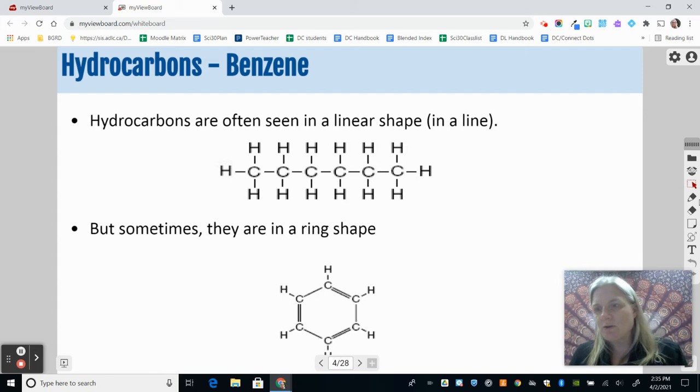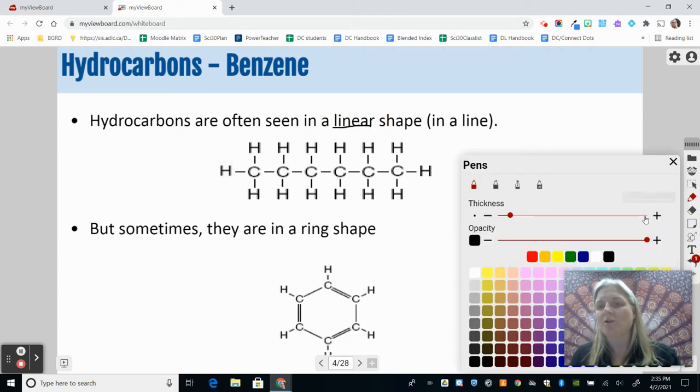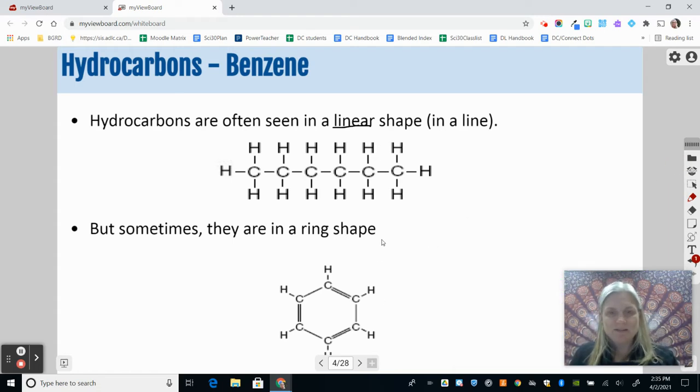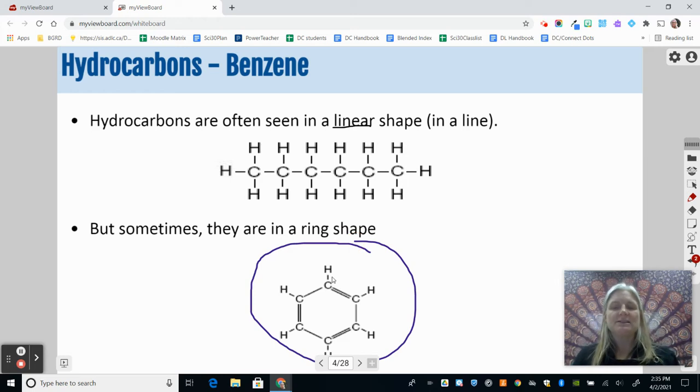So the first one that we're going to take a look at is called a benzene or a benzene ring. Up until this point, we have been looking at these long lines or linear shaped compounds. Chains basically is what we call them, but now we're going to look at these benzene rings. So we're going to see these in a lot of the compounds that we're exploring today. And so ring shape, benzene.